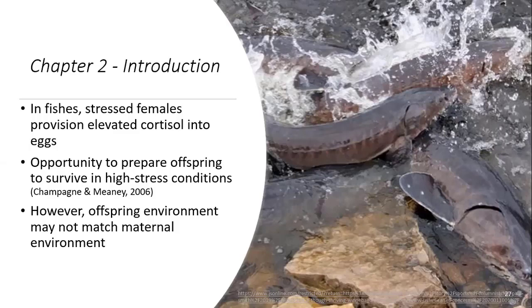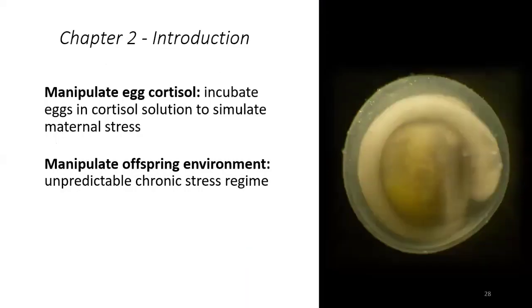The problem is, if the environment changes rapidly enough, the offspring environment may not match the maternal environment. So the female may be provisioning eggs in a way that's not actually suited to the environment the offspring are about to find themselves in. And this can be experimentally investigated by combining two techniques. The first is manipulating egg cortisol, and that can be done by incubating eggs in a cortisol solution during the fertilization process. So fish eggs will absorb water from their surroundings during fertilization, and so they will absorb cortisol and end up with this artificially elevated cortisol level. And that's a way to simulate maternal stress.